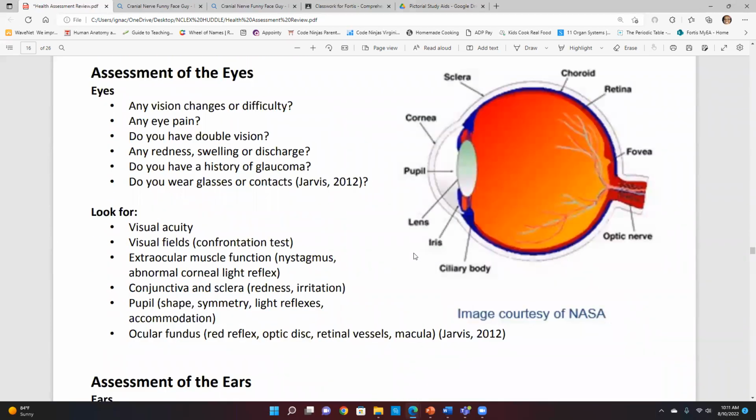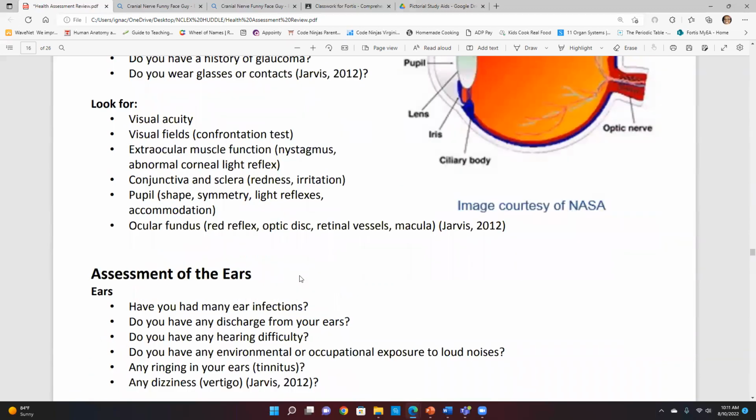So when we are looking at the eyes, is anything changed with their vision? Do they have any eye pain, double vision, night blindness, history of glaucoma? Do they wear corrective lenses? Where are their corrective lenses, right? With the assessment of the eyes, you may have to use the Snellen chart, which is the visual acuity test. So for your pediatric patients, we won't use the Snellen chart that has letters. We will use one that has symbols or shapes like a sailboat, a cat, or a rubber duck, right? So that's tailored because the pediatric patient may not know their alphabet yet.